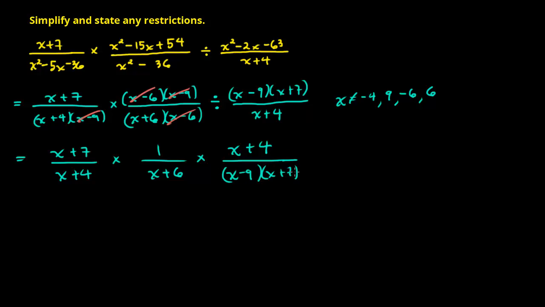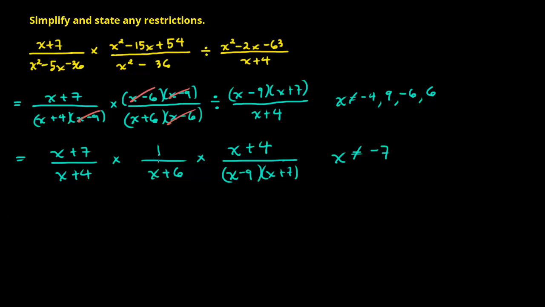Now I need to state any new restrictions that have come up. So there's a new restriction that came up where x cannot be equal to 9. Actually, we've already got that restriction written above, so I don't have to write it down again. But I do have a new restriction where x can't be negative 7. So I write out that new restriction.